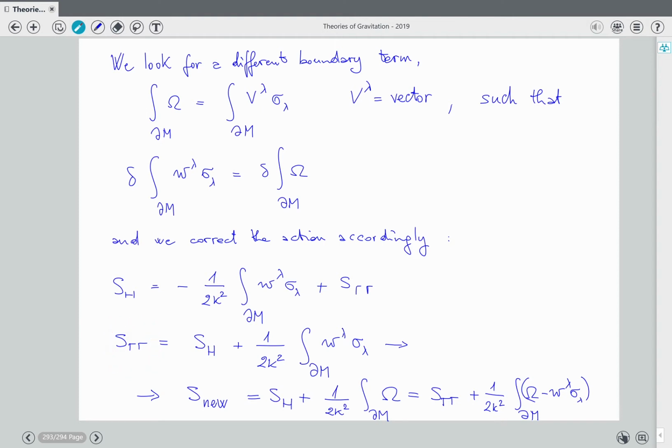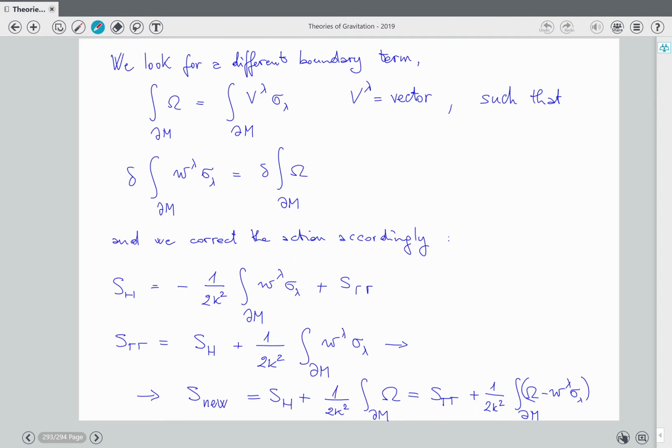And that's enough to infer that this new action has all the right properties, because the new action is just the Hilbert action plus this boundary term, so it is fully covariant because the Hilbert action is and this term is. But it is also equal to S gamma gamma plus this difference, and the variational principle of the new action is the same as the variational principle of S gamma gamma, because the variation of this is 0.